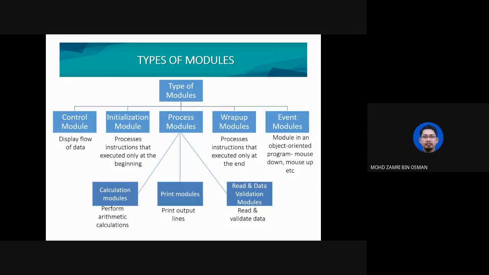Okay, so there are different types of modules. You have control modules, to display the flow of the data. An initialization module has process instructions that execute only at the beginning. Then we have process modules; if you reflect on IPO, these fall under the processing part: the calculation module, print module, and read and data validation modules. Let's say we have a decision, if else, or a while loop; it falls under here as well. A wrap-up module has process instructions that execute only at the end. And the last one is the event module. I don't want to go into more detail; just remember the types of modules as theory.